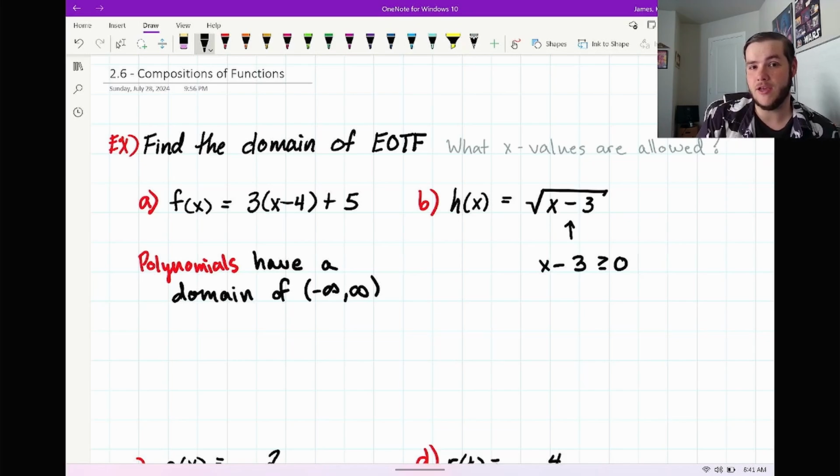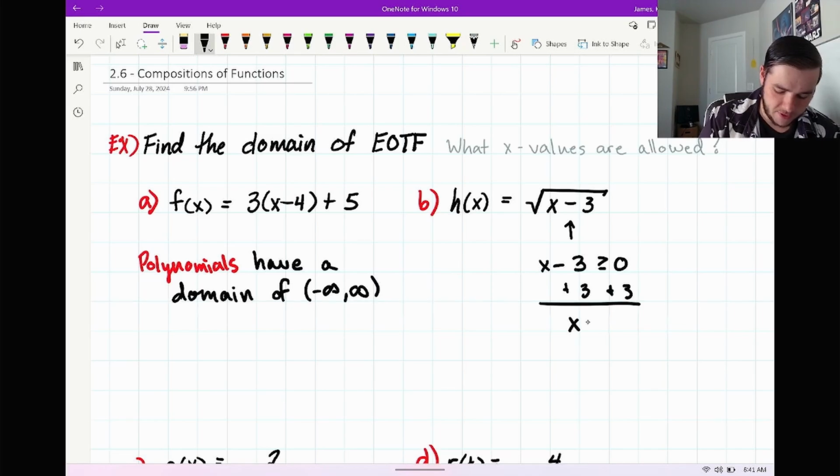This gives me an inequality to solve for x. I can add the 3 to both sides, and I'm left over with x is greater than or equal to 3. These are the x values that allow us to get an output. So it's part of our domain. Here the domain would be from 3, including it, onward. That would be the domain.